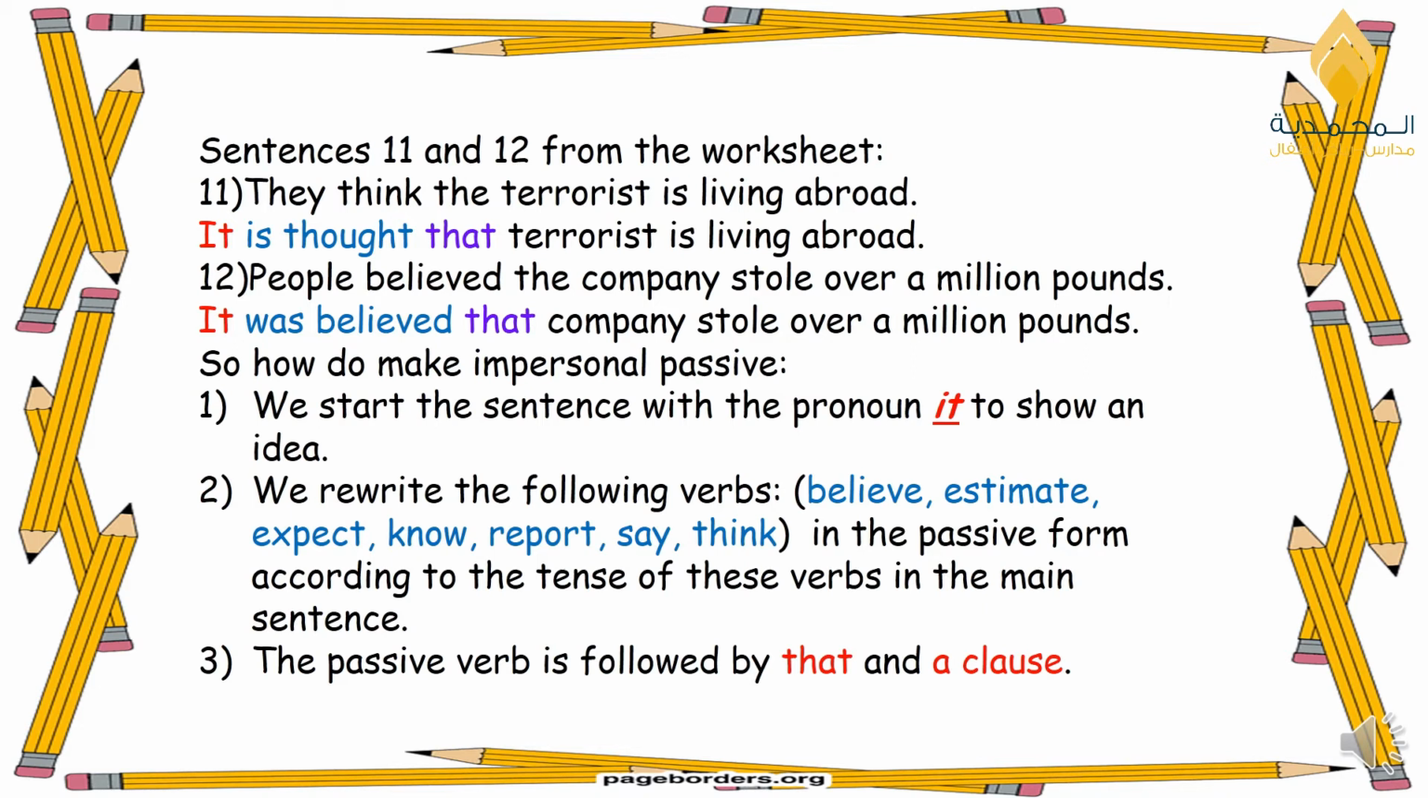So I want you to just concentrate with me to know how to make the impersonal passive. We start the sentence with the pronoun it to show an idea, okay? And then we write the following verbs, the one that you got in your sentence. You have to rewrite it in the passive form according to the tense that it is written in the sentence, okay? If it was simple present, you have to rewrite it according to the simple present structure in the passive. If it was present perfect, the same. Clear? And the third thing that you have to do is to put that, then a clause. What do I mean by a clause? Just copy paste the rest of the sentence.